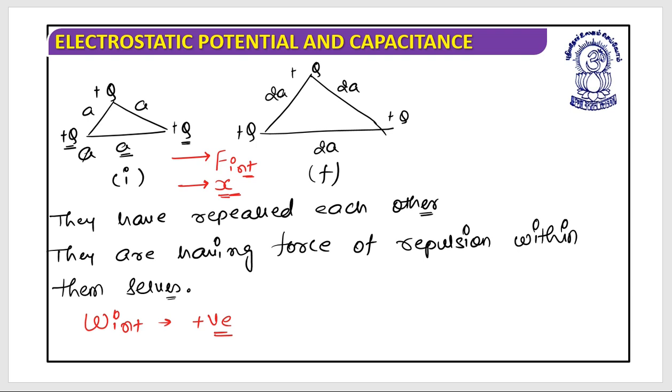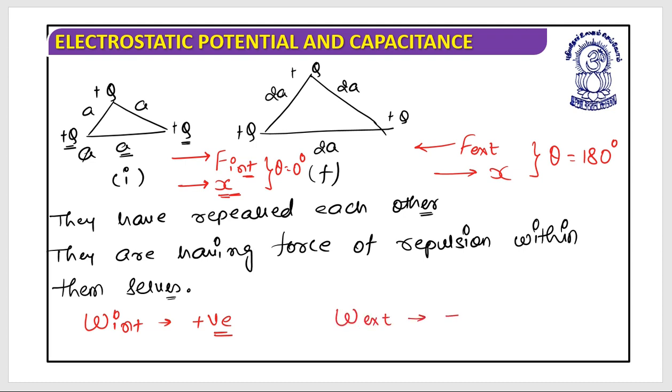That means the external force should be acting in this direction, and these particles are displacing in this direction. So here the angle between force and displacement is 180 degrees. Here the angle between force and displacement is 0 degrees. So work done due to the external force should be negative.